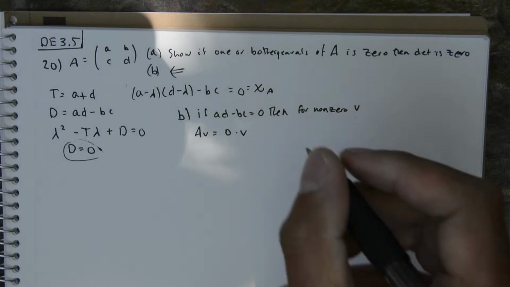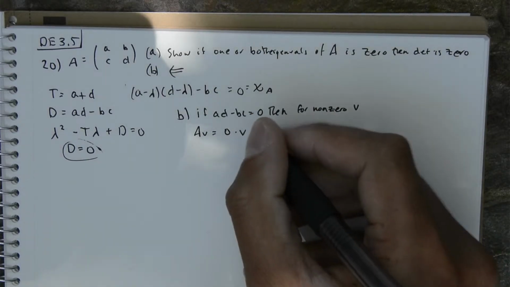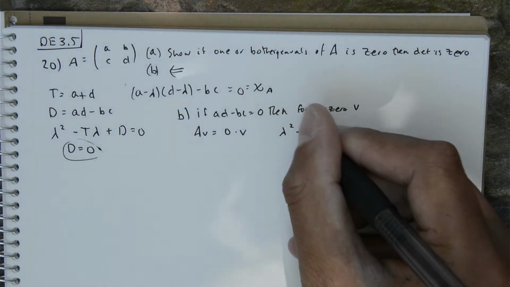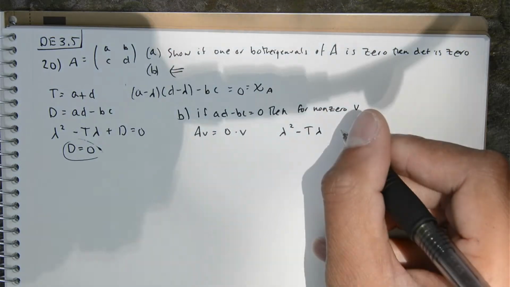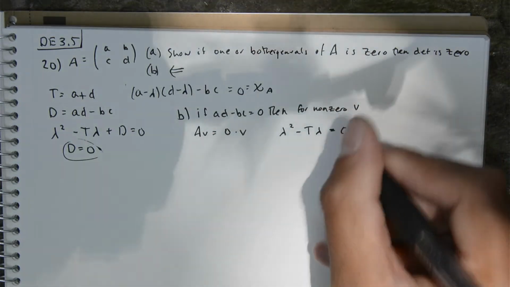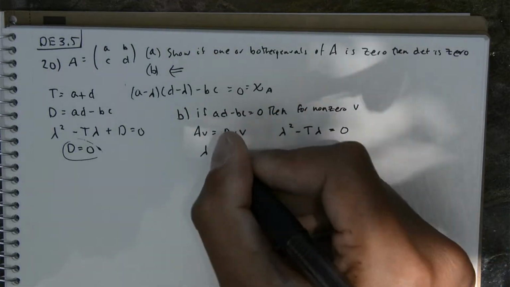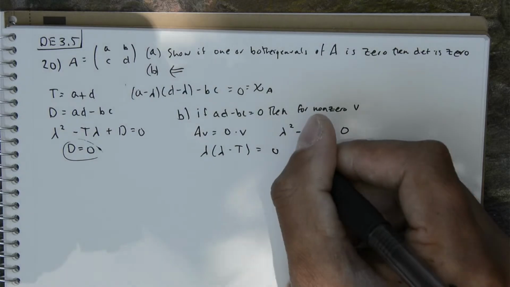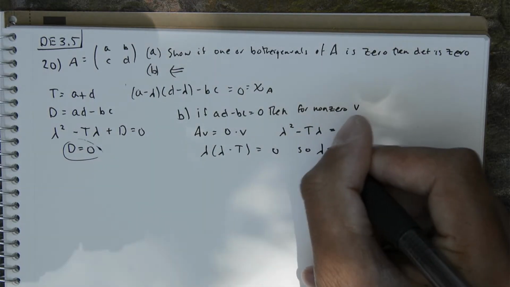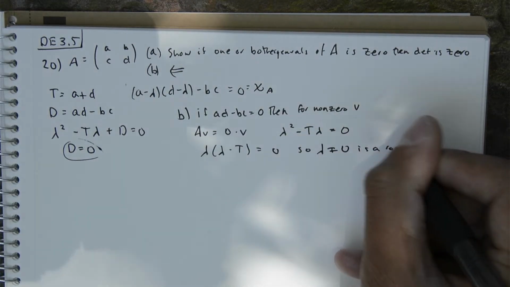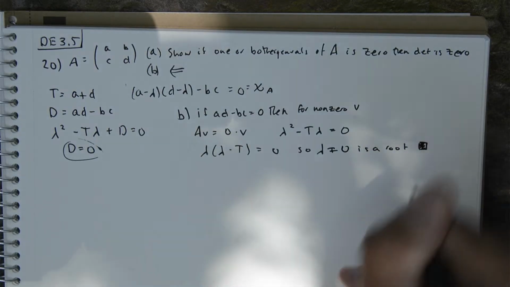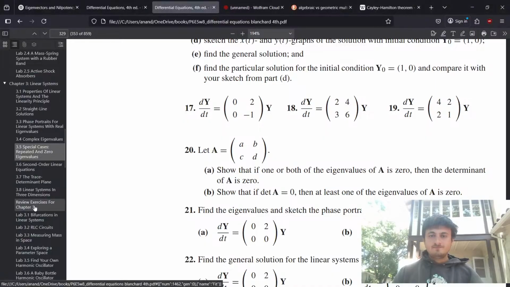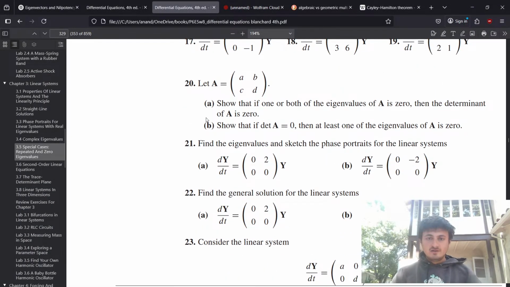Okay, so if we know this, then our characteristic equation becomes lambda squared minus t lambda equals 0. So this is easy. Then we just do lambda times lambda minus t. Cool beans. That one was fun. I like those proof ones. All right.